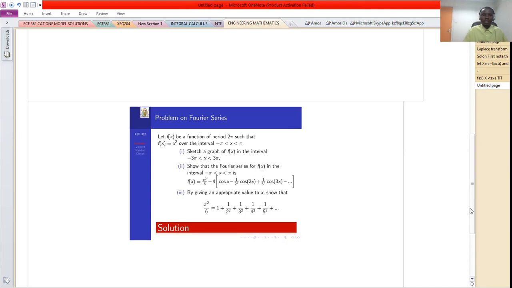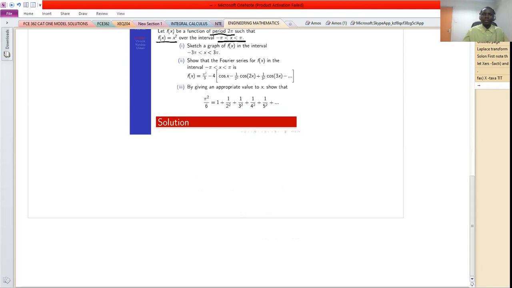So here the key thing is that you have to remember that the function is of period 2 pi, and it's defined by x squared only in the interval minus pi to pi. Therefore, when you draw the graph, you draw it in the interval minus pi to pi, and then use the concept of being 2 pi periodic to draw the portions of the graph in other intervals from minus 3 pi to 3 pi. That's very key. So, solution.